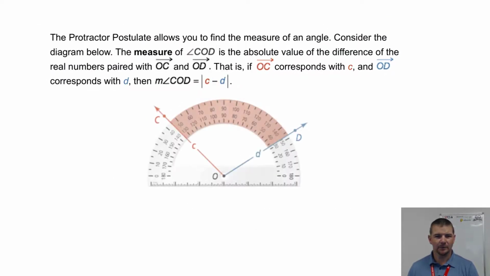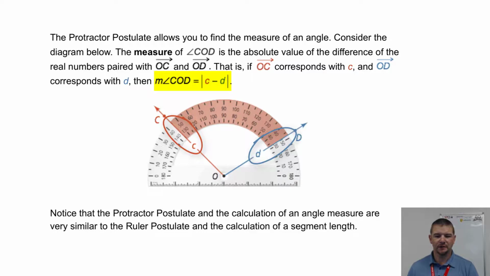Consider the diagram below. The measure of angle COD is the absolute value of the difference of the real numbers paired with ray OC and ray OD. That is, if ray OC corresponds with C, a number on the protractor, and ray OD corresponds with D, a second number on the protractor, then we can state the measure of angle COD equals the absolute value of the difference, C minus D. Notice that the protractor postulate and the calculation of an angle measure are very similar to the ruler postulate and the calculation of a segment length.